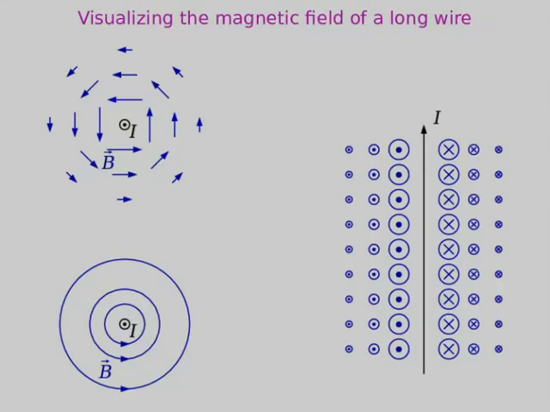Notice that as you get farther away from the current, the arrows are getting shorter. That's saying that the magnitude of the magnetic field is smaller, farther away from the wire. On the bottom, here's another way of visualizing it. It's the field line way of visualizing it.